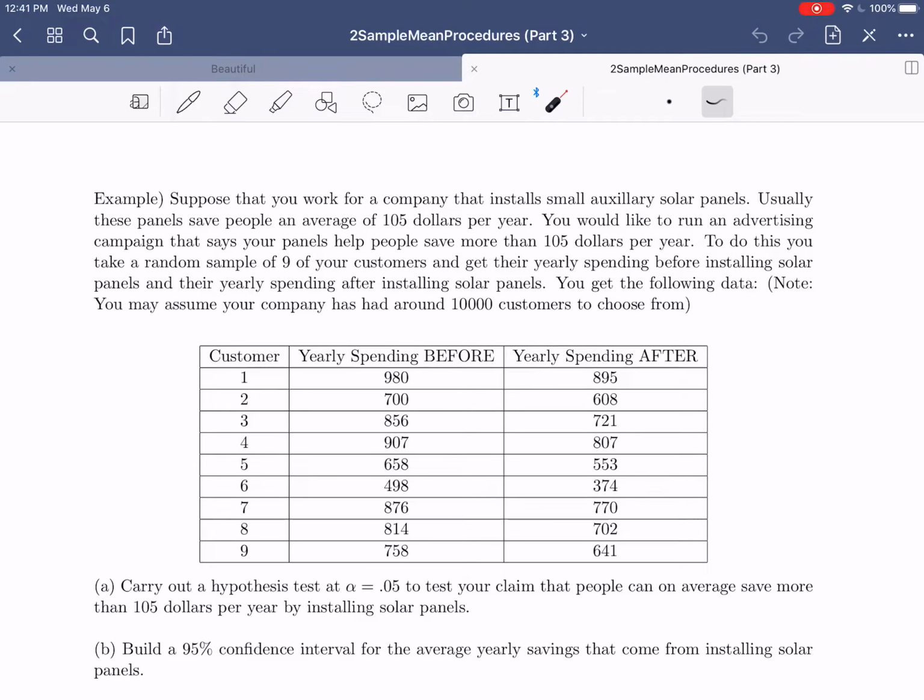In today's video, we're going to be continuing on with our discussion of the two-sample mean procedures, and we're going to take a look at another example. So let's jump right in and take a look.